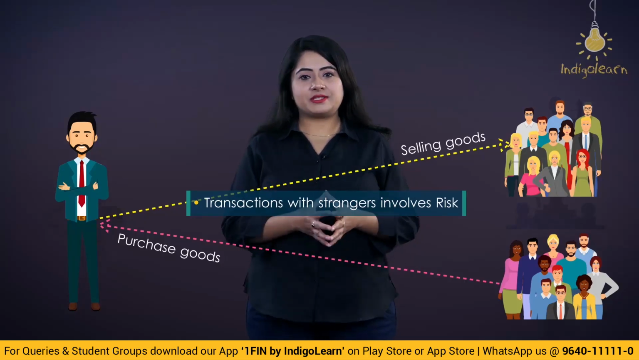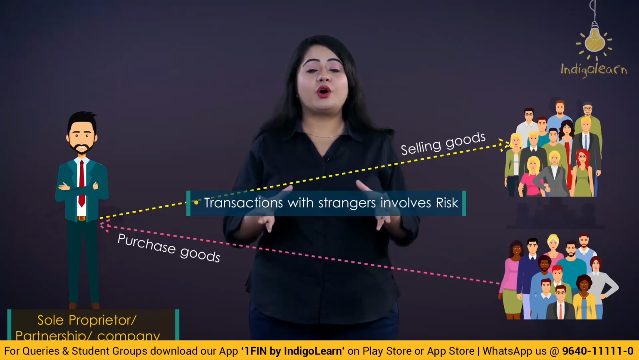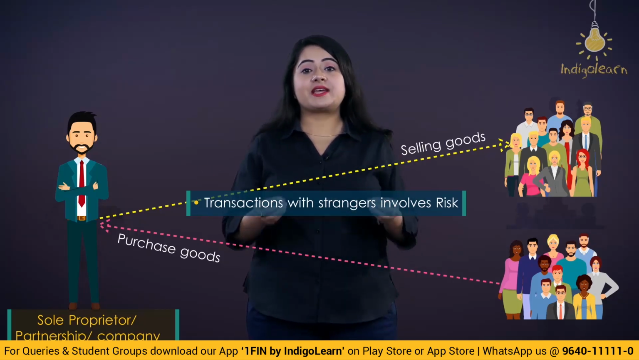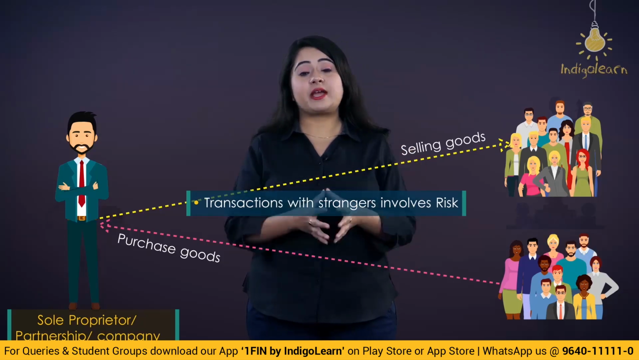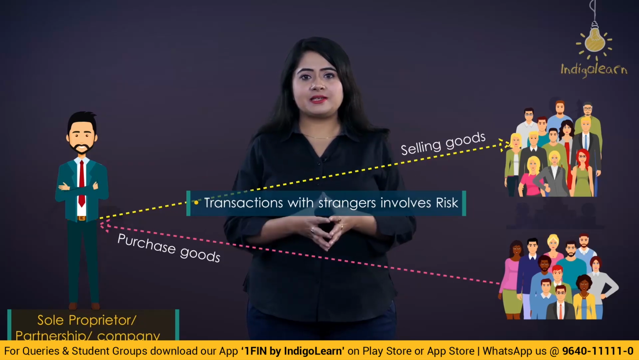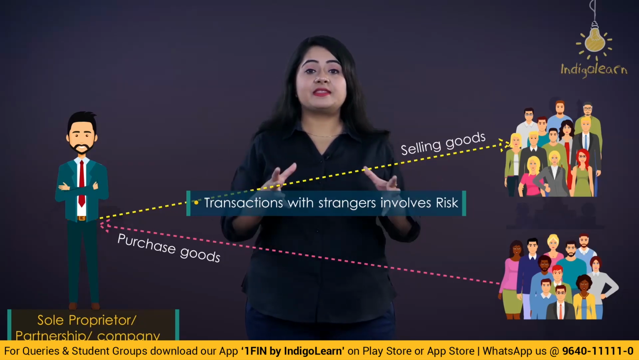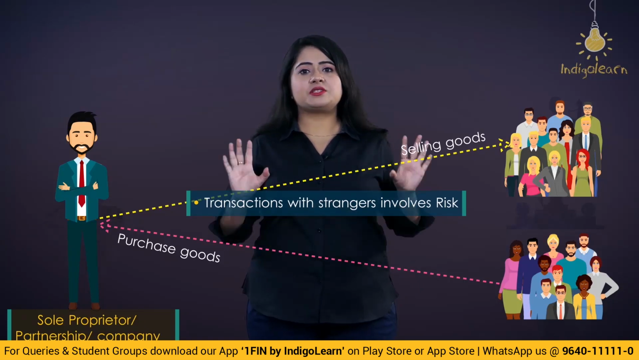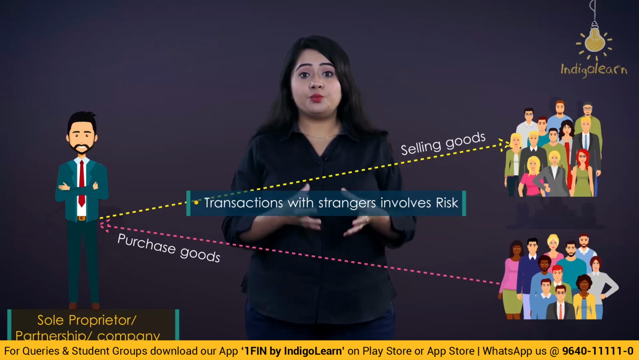In different types of businesses, whether it be a sole proprietor or a partnership or a company, the transactions that these businesses do to earn profits might be entered with different types of parties. It may be hundreds and hundreds of parties. Now all of those parties might not be known to the businessmen. Then in that case, does that mean that the businessman should not enter into any such transactions? He should not do business?